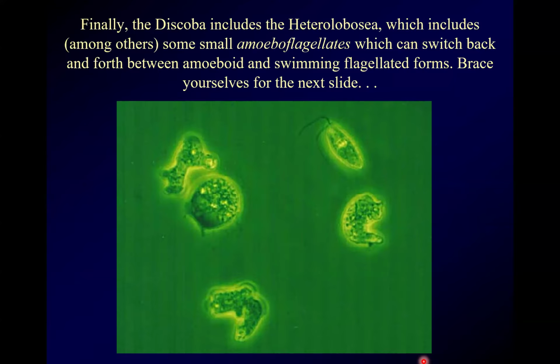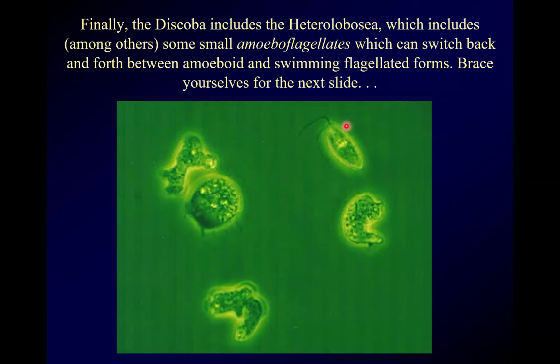And I mentioned earlier that amoebas are actually polyphyletic, that habit of having no fixed shape and just the ability to crawl and ooze everywhere has evolved independently in many different lineages of protist. So most of what we call amoebas are not closely related to these guys. The heterolobosia includes amoeboflagellates that can actually switch back and forth between amoeba forms and swimming forms.